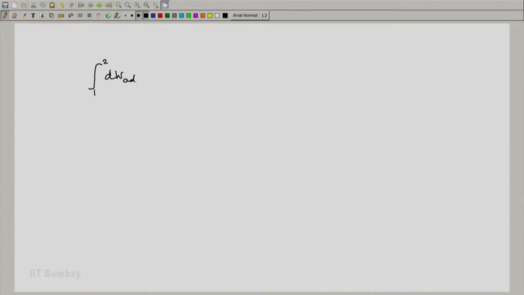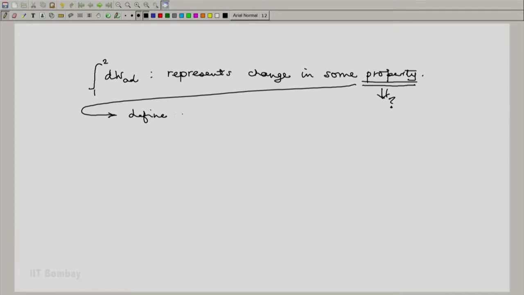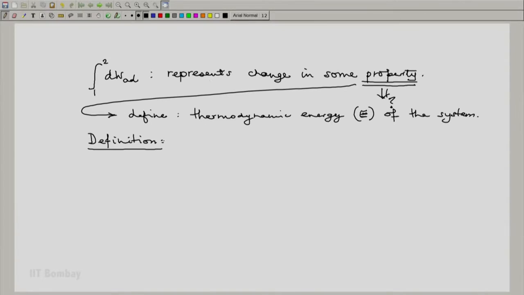What we have seen as a consequence of the basic statement of first law is this integral must represent change in some property. Now the question is, which property is this? We define this property to be the thermodynamic energy, or simply energy E of the system. And the formal definition would be, notice that it represents change in some property.